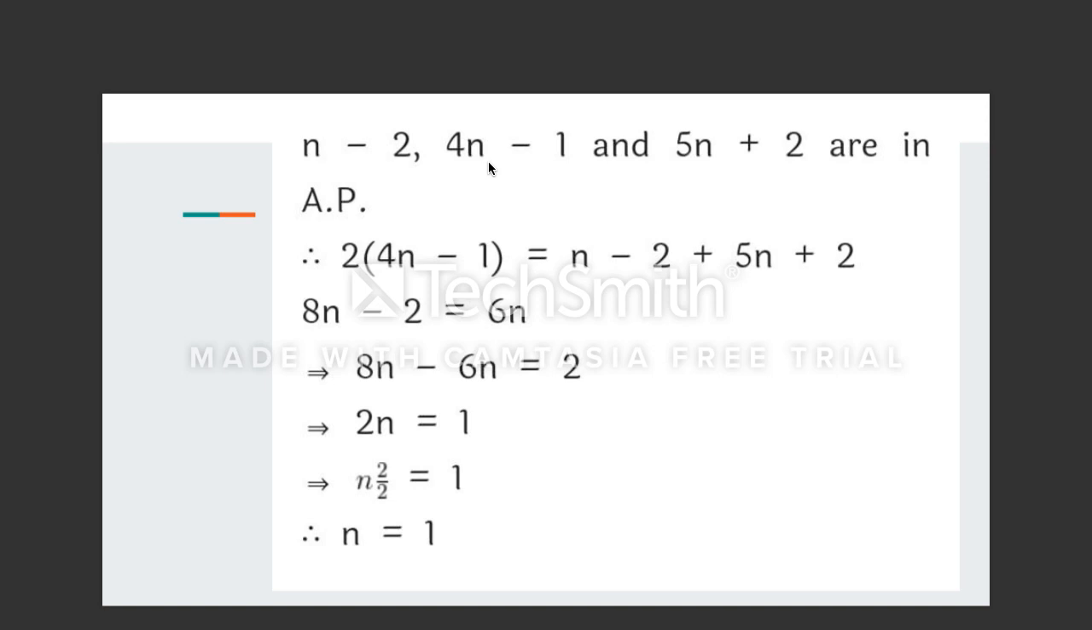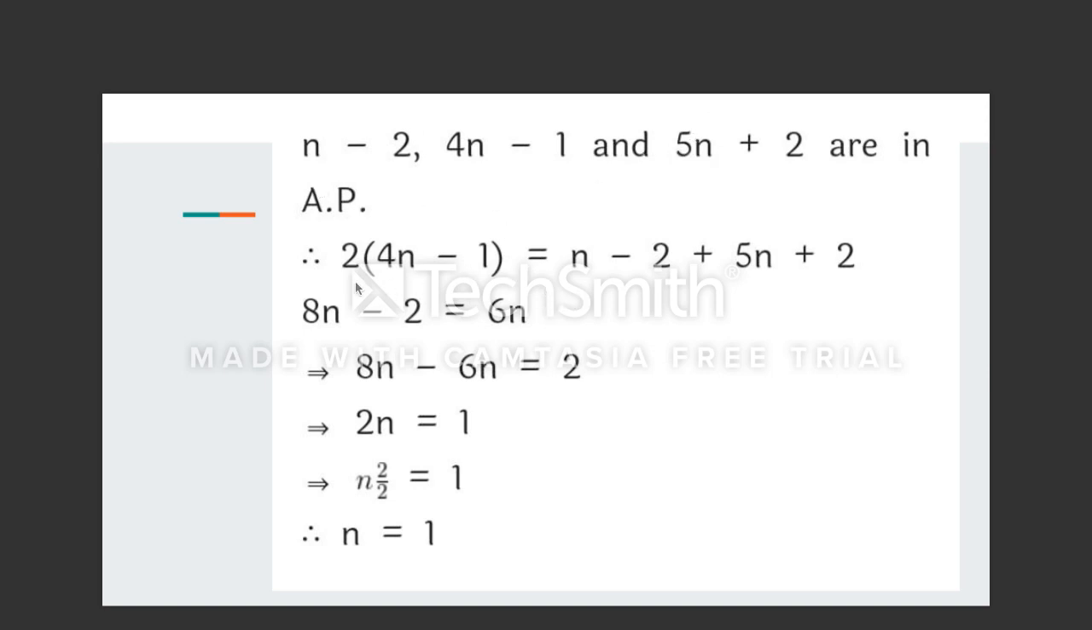When B minus A is equal to C minus B, or in other words, twice B, 2 times the middle term, is equal to the sum of the remaining 2. You can, rather than writing this, also take it as 4n minus 1 minus n minus 2 is equal to 5n plus 2 minus this value. It means one and the same. Or 2B, twice the middle term, is equal to the sum of the remaining 2.